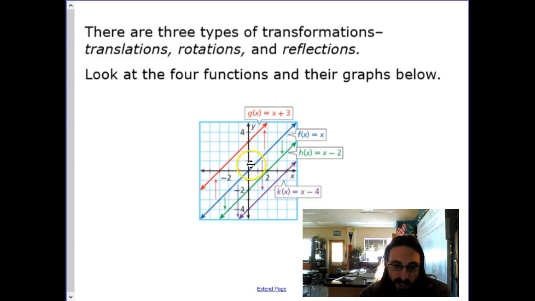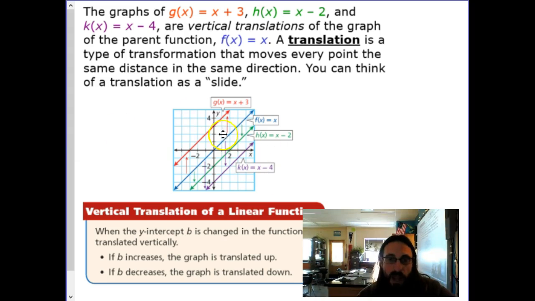Now, if I shift this function up 3, if I translate it up 3, all I'm doing is shifting the y-intercept. It goes from 0 to positive 3. If you shift it down, you translate it down 2. You can see the only thing that's shifting is this point right here. All of these lines, you'll notice, are parallel. They have the same slope. I'm not changing the slope. All I'm doing is changing the y-intercept. And again, that's what's called a translation.